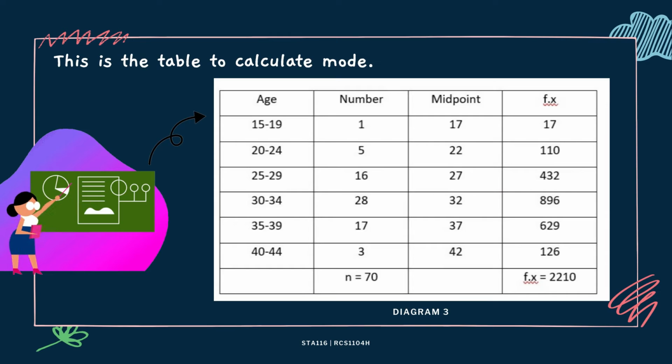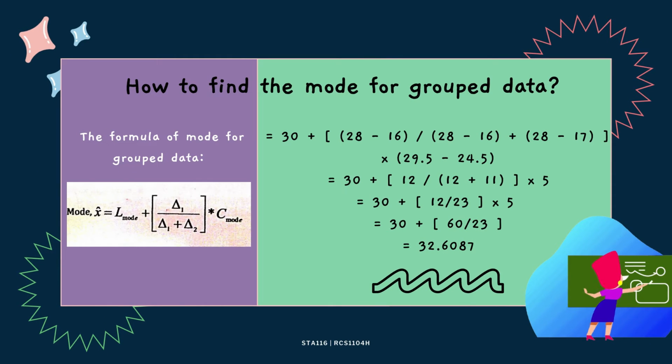For mode, first we need to know which frequency is the highest. For this question, the highest one is 28. Therefore, the modal class is 30 to 34. Then, using the formula for mode, the lower boundary of the mode class plus data 1 divided by data 1 plus data 2, multiplied by class width. Data 1 is the frequency of the modal class minus the frequency before it, which is 28 minus 16. And data 2 is the frequency of the modal class minus the frequency after it, which is 28 minus 17. Then substitute it into the formula and solve it.